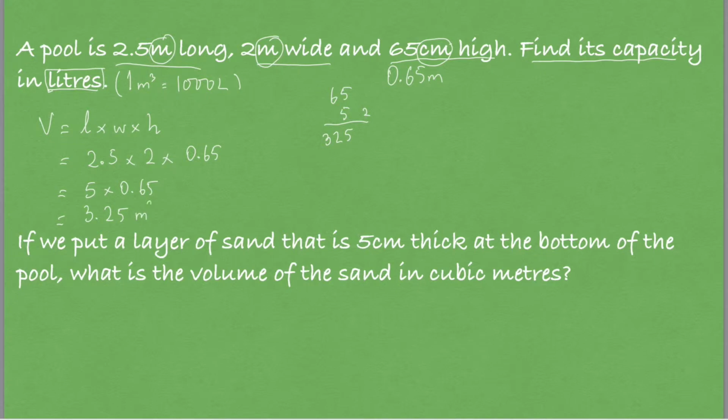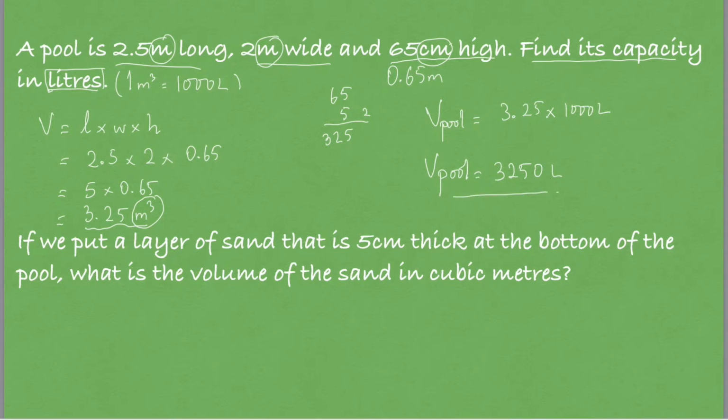3.25 meter cube. Now we need to convert 3.25 meter cube to liter, and 1 meter cube is 1000 liter. Therefore volume of pool equals 3.25 times 1000 liter, and volume of pool equals 3250 liter.